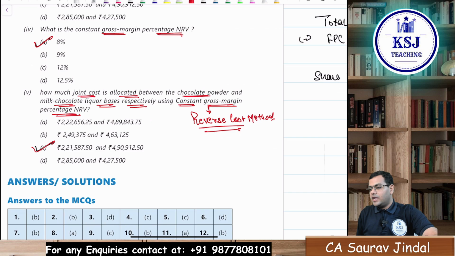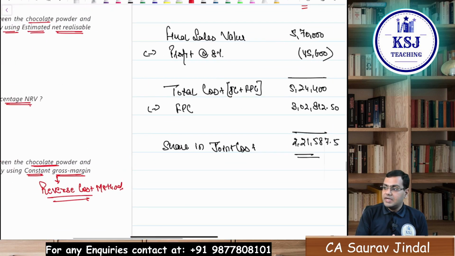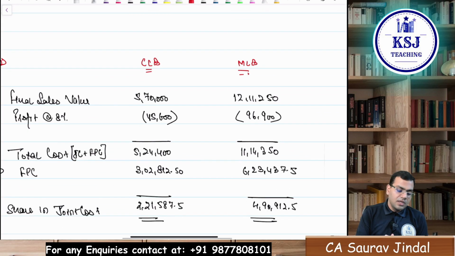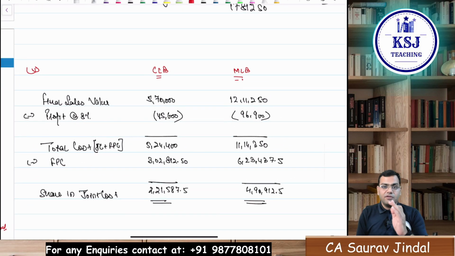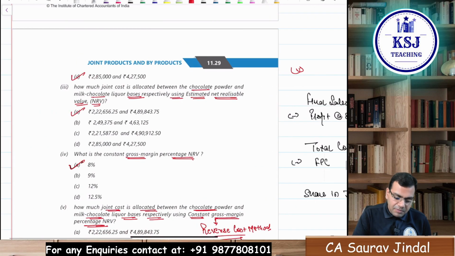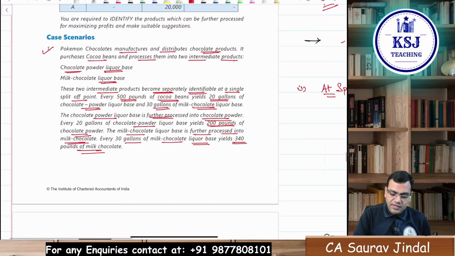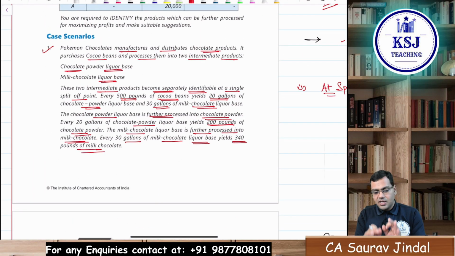Clear? So the interpretation holds the key. How you interpret the question is going to be important. You need to understand very carefully whatever language they are using. You try to understand the language, then how to apply that language in whatever concepts we have studied. That is going to be the key here. Clear? Please revise this case study thoroughly once. It's a very, very good case study, very important case study on joint and byproducts. So we are done with the joint and byproducts case study.